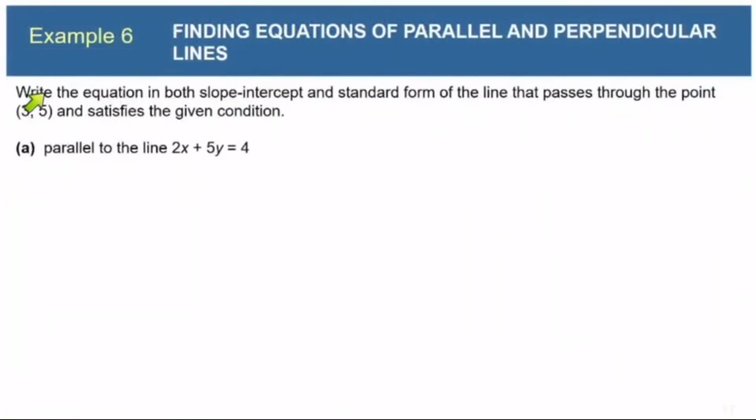Now in example 6, we're going to write the equation in both slope-intercept form and standard form of a line that passes through the point 3, 5, and we want our new line to be parallel to 2x plus 5y equals 4. Now, in order to write the equation of a line, you know that we need to know a point on the line, which is 3, 5, and we also need to know that line's slope. Well, they did not give us the slope, but they did ask us to make the line parallel to this line. And we know that parallel lines have the same slope. So if we could find this line's slope, we would know the slope of our new line.